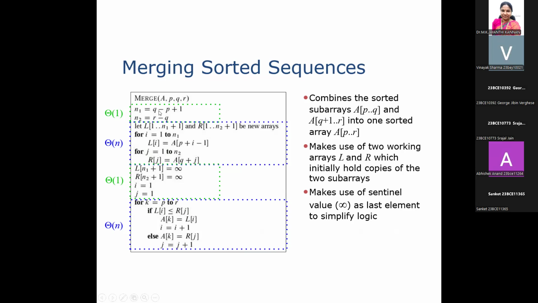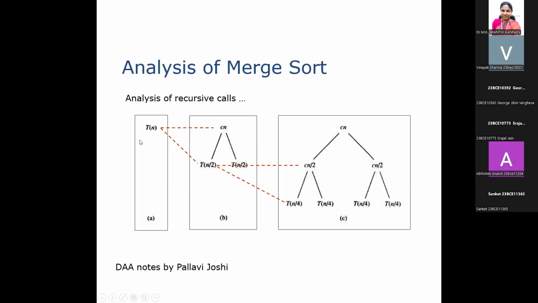And if it is an assignment process, for every assignment we need order of 1, order of 1. And here order of n, order of n, order of 1, order of 1. So we'll add them together. That's what the merge sort. So the time complexity is order of 1 into order of n into order of 1 into order of n. All together, we will get order of n square. In that way, we will calculate the time complexity.